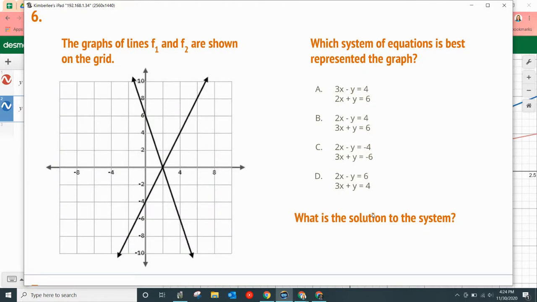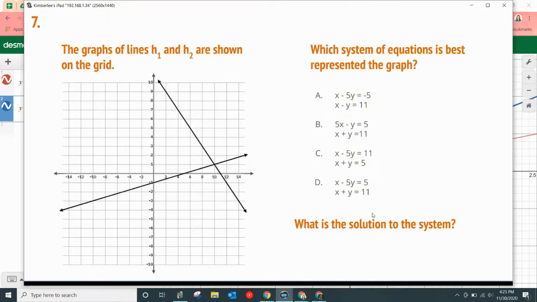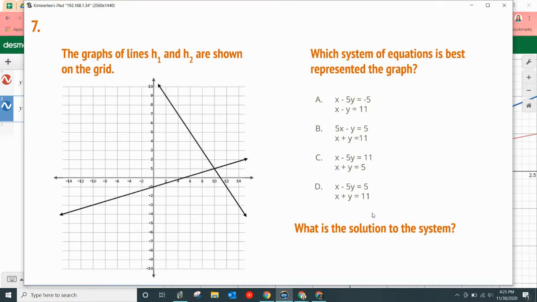6 is the same exact way. So I would start by finding my solution and then using the coordinates of those points, plugging them in and seeing which one is true. It is a little bit of work, but your other option, again, remember, is to solve each one of these equations in A, B, C, and D. So you have 8 equations, solve each one for y, and then graph them in Desmos. 7 is the same way. Find your solution and then plug in the values for x and y.